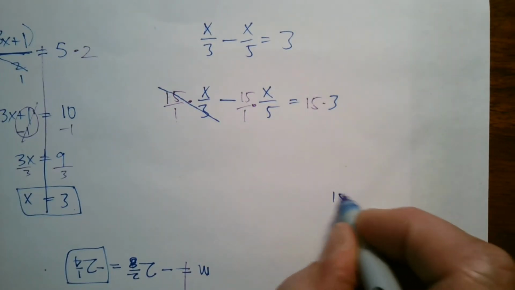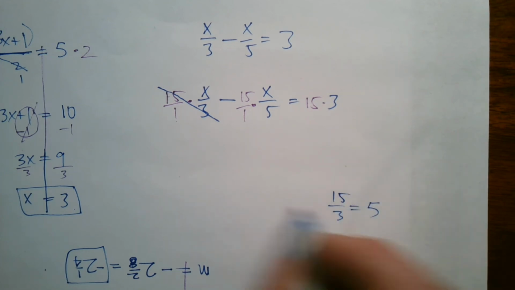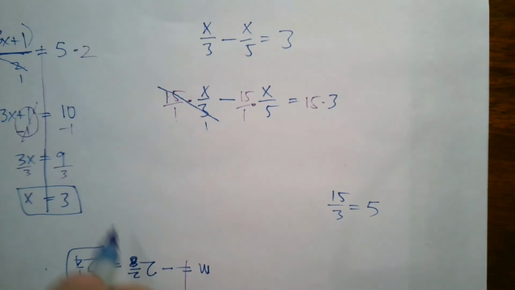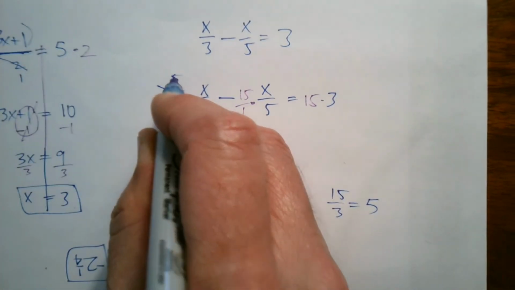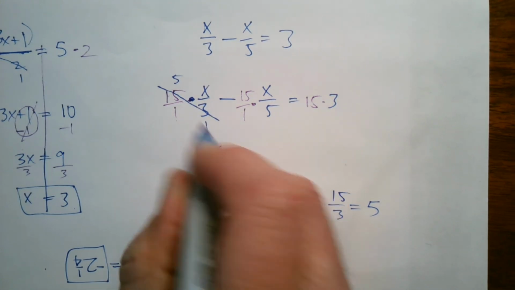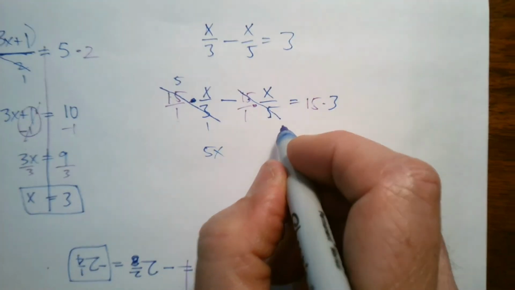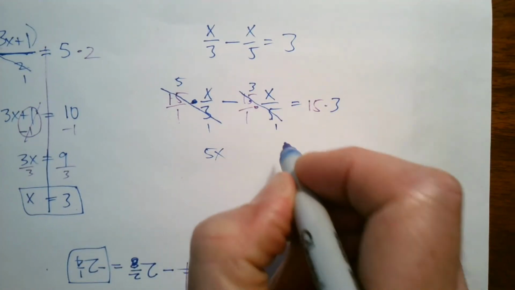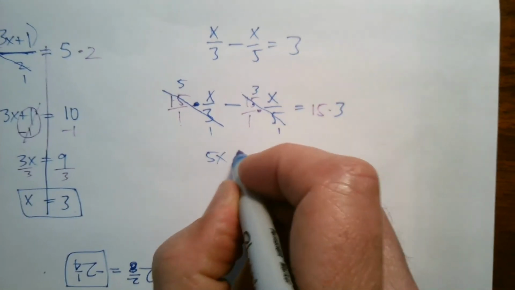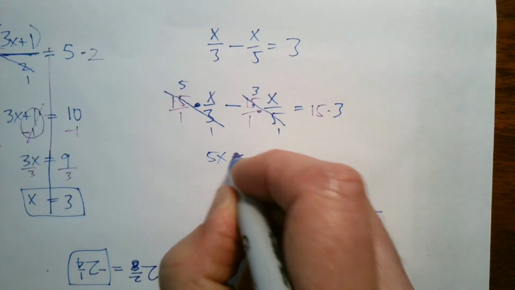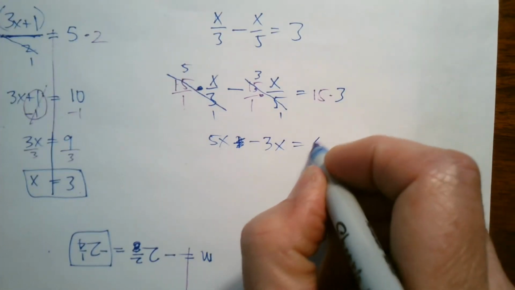A little side note, 15 divided by 3 is 5. So that's why this cancels. The denominator goes away, becomes a 1, and that becomes a 5. So now I still multiply 5 times x, so that term is 5x. This one, the same thing. 15 over 5 would be 3 over 1. So again, 3 times x. So this becomes, not plus, it's minus 3x equals 15 times 3, which is 45.